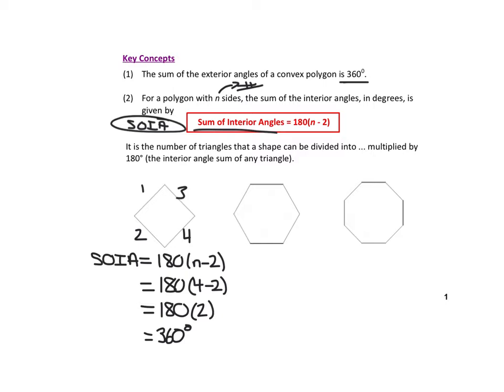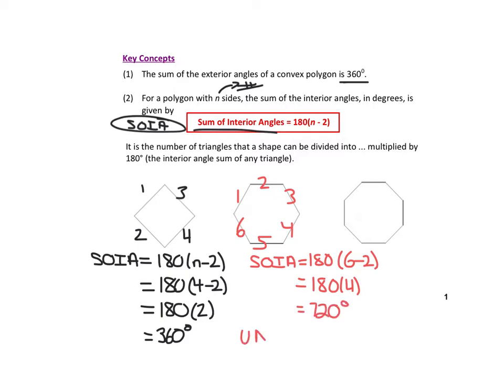I'll just change my color. So again, 1, 2, 3, 4, 5, 6 sides, sum of the interior angles equals 180. And now if you feel comfortable enough, instead of writing the whole formula out, you can sub 6 right into the formula. So 180 times 4 is 720 degrees. Also a reminder, please don't forget units. I know I stress this a lot, and I stress it a lot because students always forget. That's why.